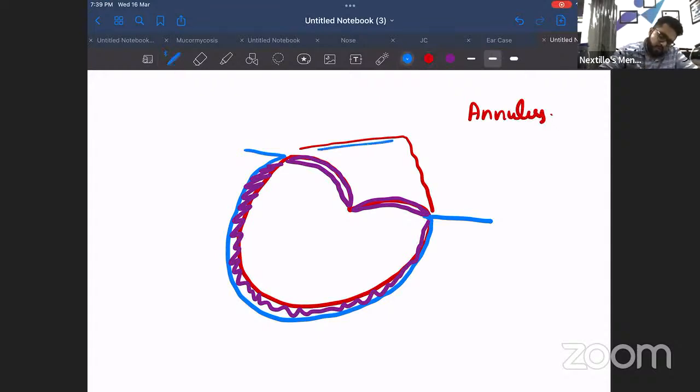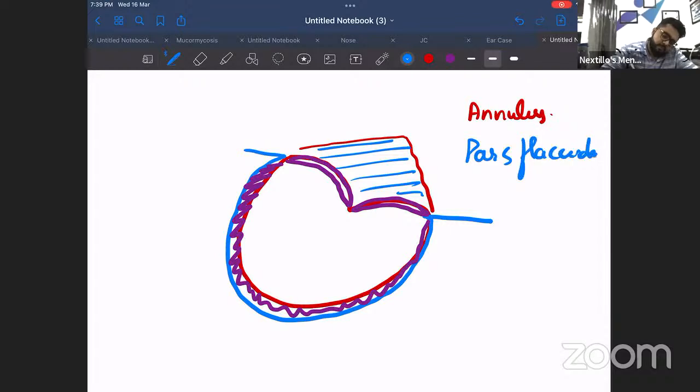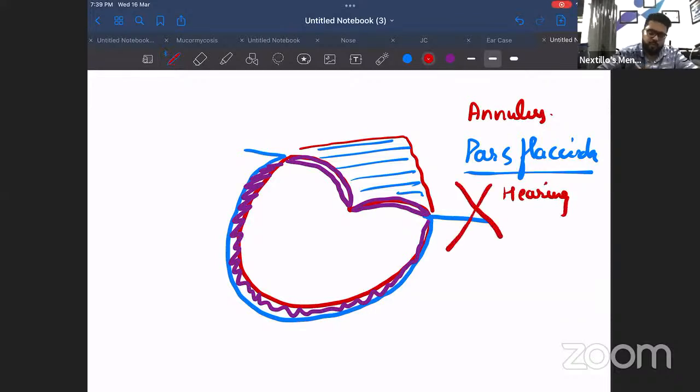This part is called as the pars flaccida. This part is not responsible for hearing. Remember, this is not responsible for hearing. Pars tensa is the one which is responsible for hearing, and pars flaccida is not bound by the annulus as well. Okay, now we'll go ahead and continue this.